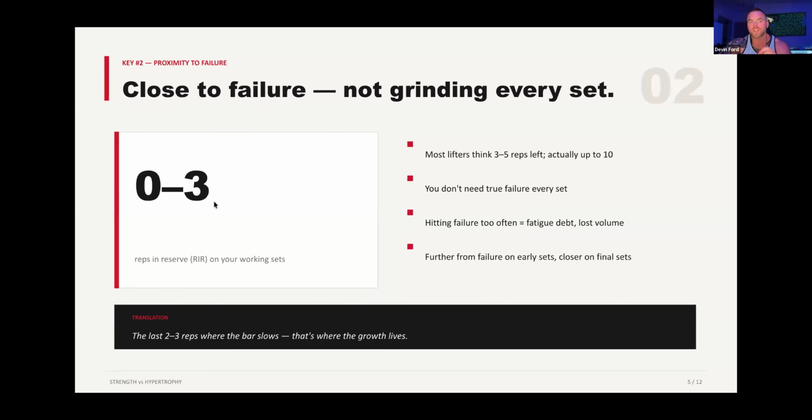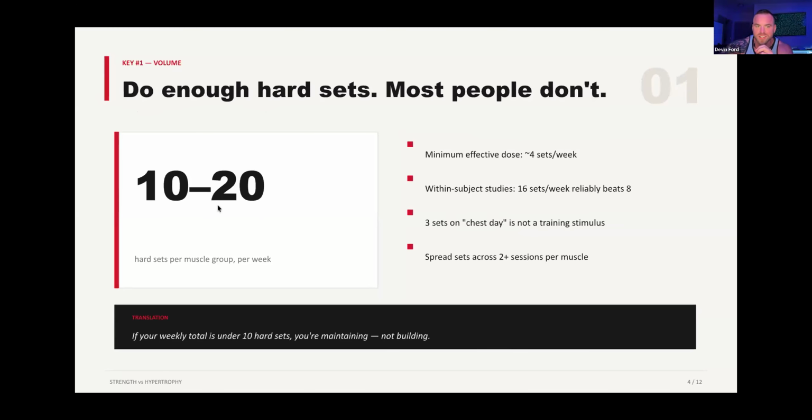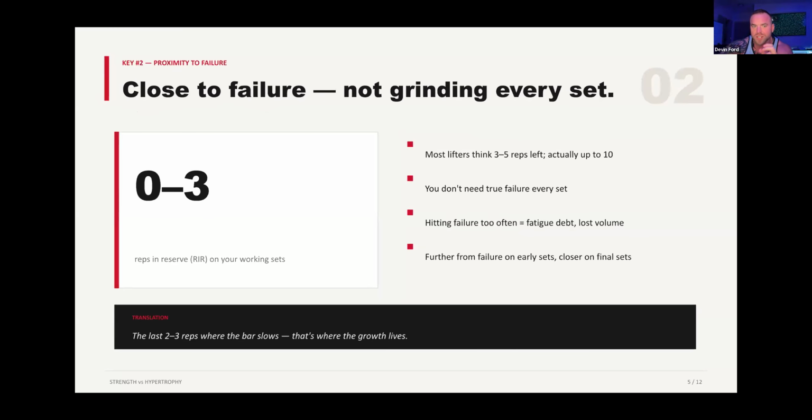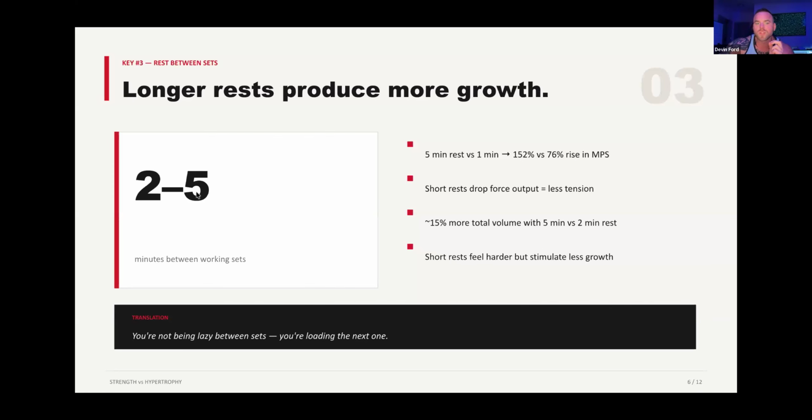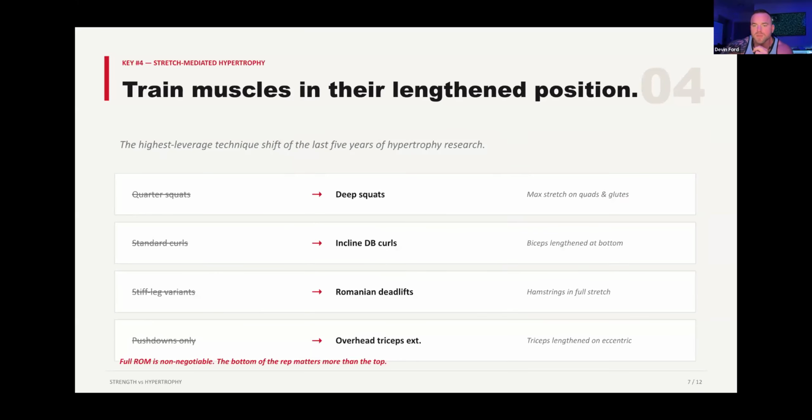doing it really close to failure, actual failure. Remember, most people, when they go to failure in research, are still 10 reps out from actual failure. So really going to failure, 10 to 20 sets per week, going to failure with long rests in between so that you can actually maximally recruit the right muscles. And then you want to make sure that you're actually doing the right exercises.